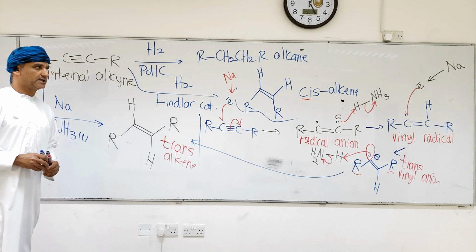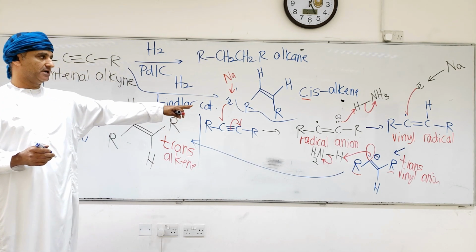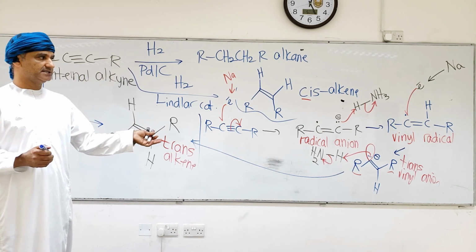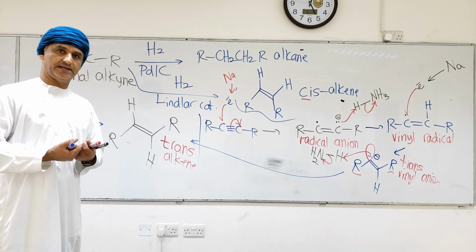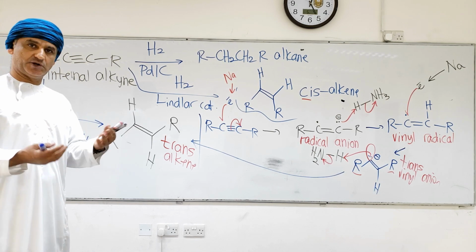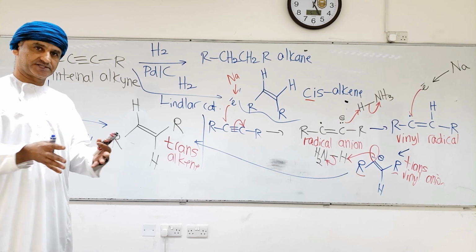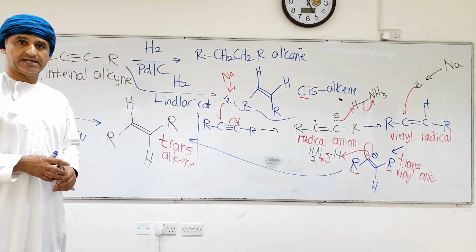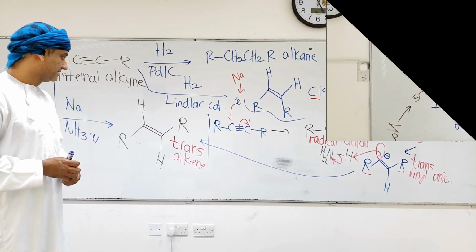Okay. So: initial addition of an electron to form the radical anion. The radical anion gets protonated to form the vinyl radical. The vinyl radical takes another electron from the metal to make a vinyl anion, which adopts trans geometry, which is the source of the trans double bond geometry. Then the trans vinyl anion undergoes protonation to lead to the final trans alkene product.